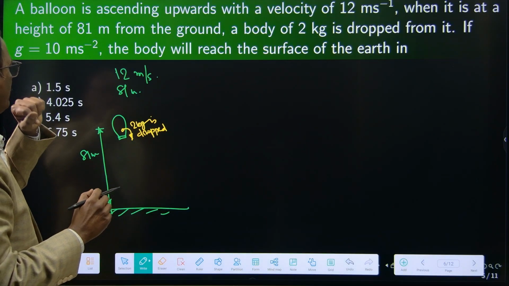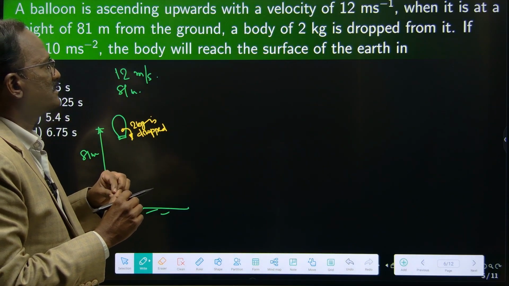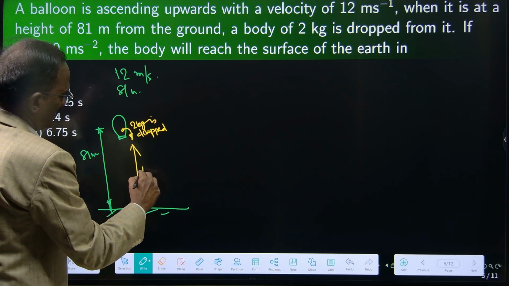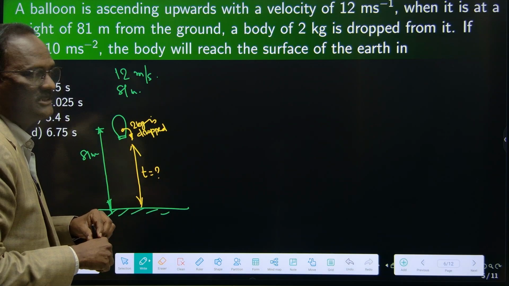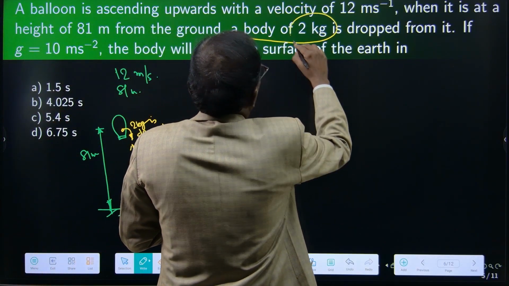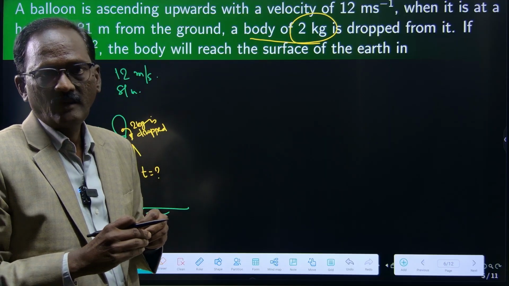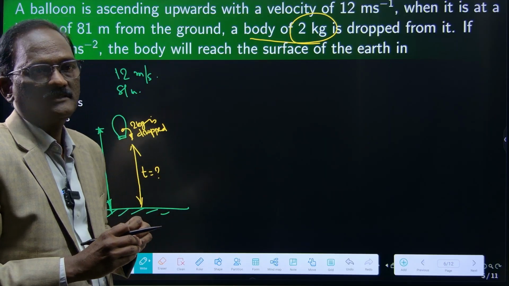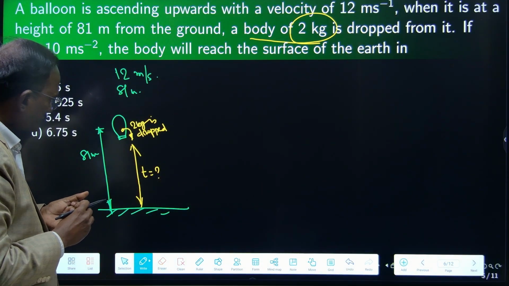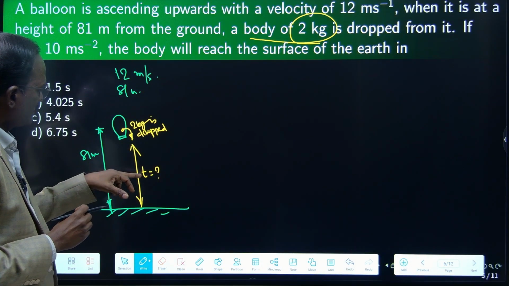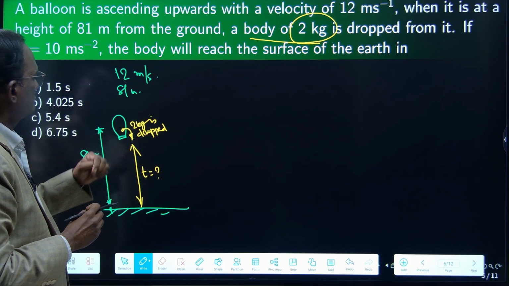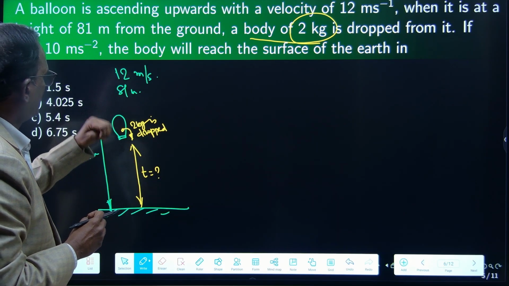If G is equal to 10 meter per second square, the body will reach the surface of the earth. This time is asked. What is the time required for the 2 kg drop? Here we need not consider the mass value, you know. Kinematic equations are mass independent, right? So this is 81 meter, this is the time to reach the ground, and 12 meter per second is the velocity.